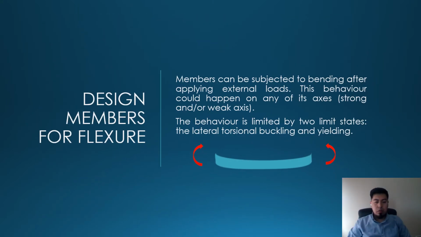Design of members for flexure. Members can be subjected to bending after applying external load. This behavior could happen on any of its axes. This behavior is limited by two limit states: lateral torsional buckling and yielding. All the specifications provide provisions for the calculations for major and minor axes of different cross-sections. However, this comparison only considers sections on its major axis.